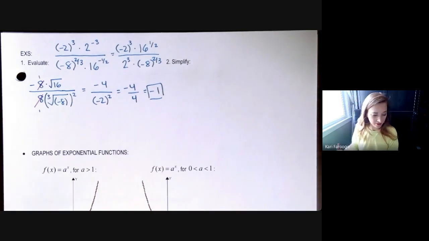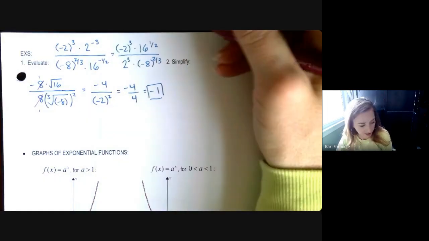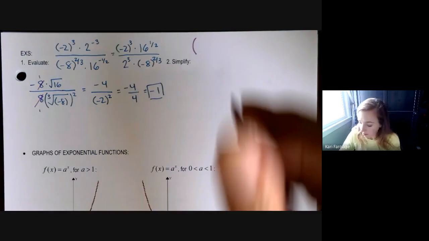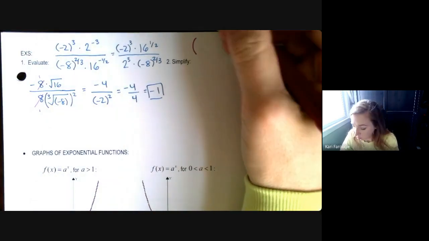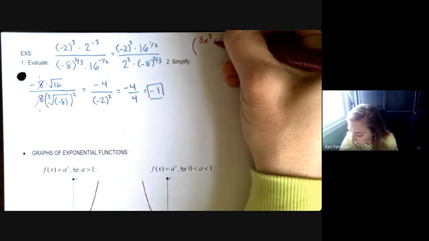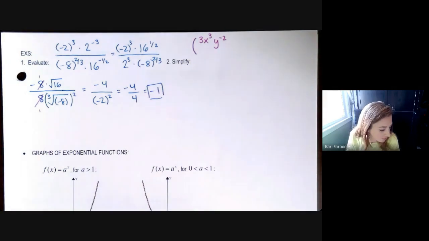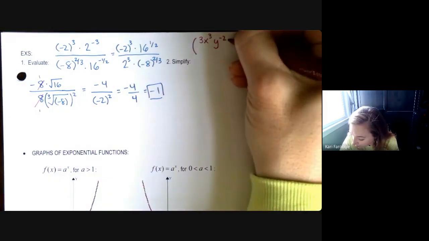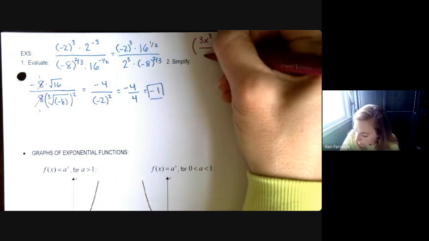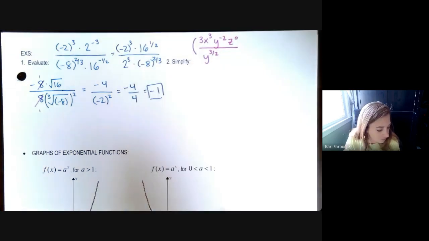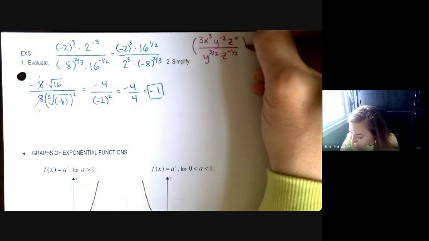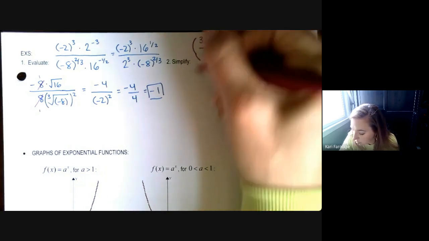Okay, so the next one is going to be, this one's a little bit longer. I'm going to have to kind of stash this in here. Sorry. 3x cubed, and this is a whole quantity, by the way, that's going to be taken to a power. So 3x cubed y to the -2nd z to the 0 divided by y to the 3/2 z to the -1/2, and that whole expression is being taken to the -2nd power.